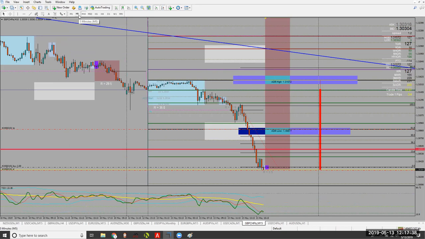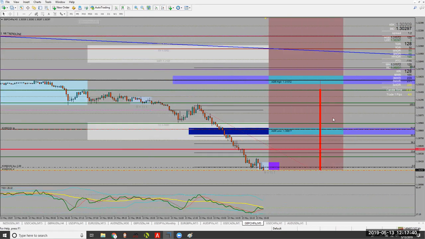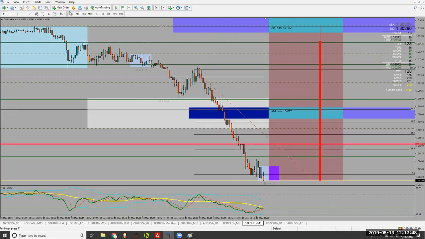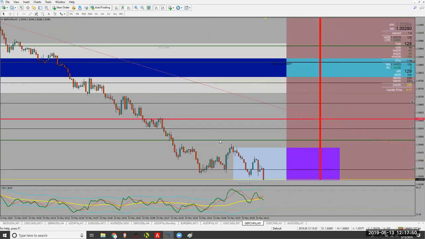Okay, so this is the 15-minute chart. Let's go down to the 5. Here we have the 5-minute chart. Looks like we're about to tap my stop loss. Let's go to the 1 minute and see what we got. Yeah, we just tapped my stop loss.